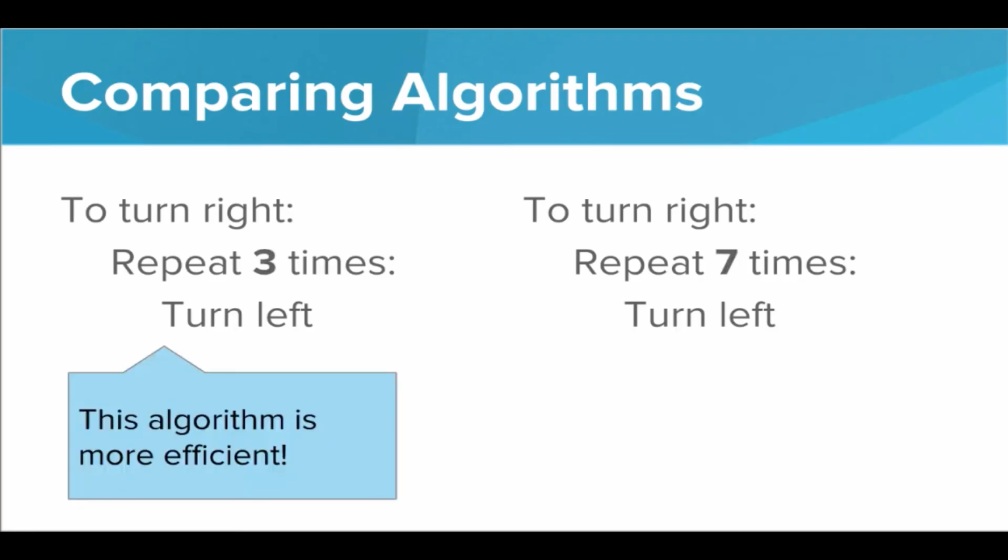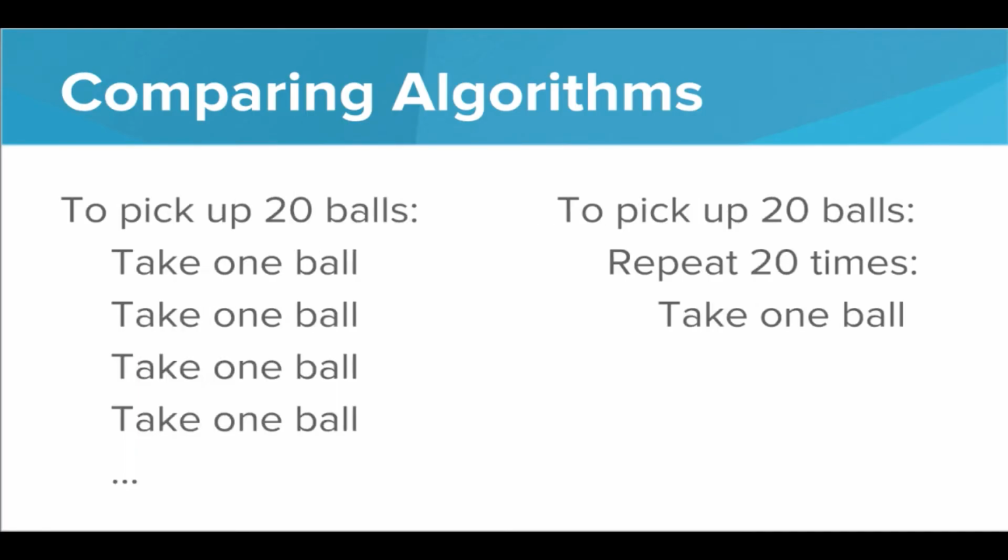Well, in this case, the one on the left is better because it is more efficient. It repeats only three times instead of seven. All we're trying to do is turn right. We don't want to do all these extra spins. So the one on the left is more efficient. It's faster.